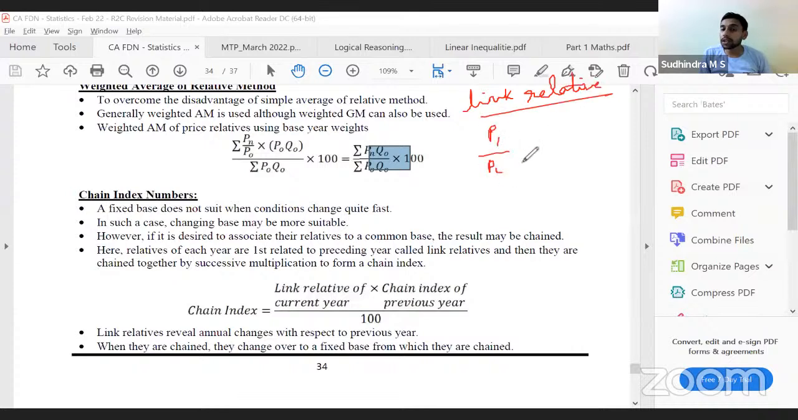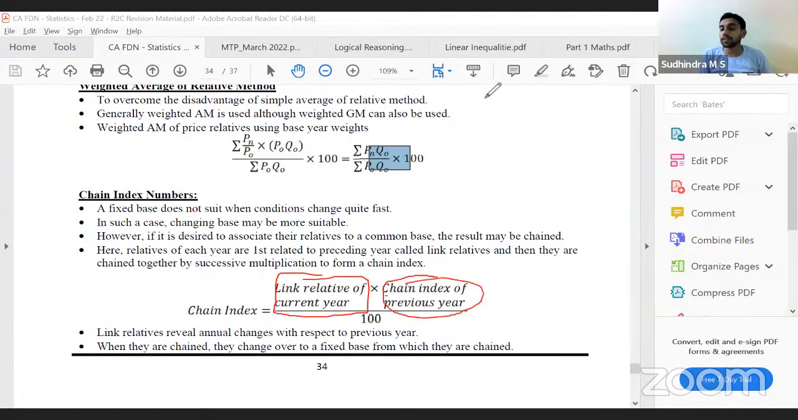P1 by P0, P2 by P1, P3 by P2. This is link relative: current year by previous year, irrespective of the base year. So that is link relative. Link relative of the current year multiplied by the chain index of the previous year, divided by 100, will give you the chain index of the current year.